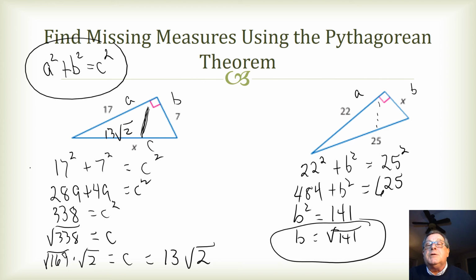Finding missing measures using the old great and wonderful Pythagorean theorem. a squared plus b squared equals c squared, where c is representing the hypotenuse when we're talking about right angle trigonometry.